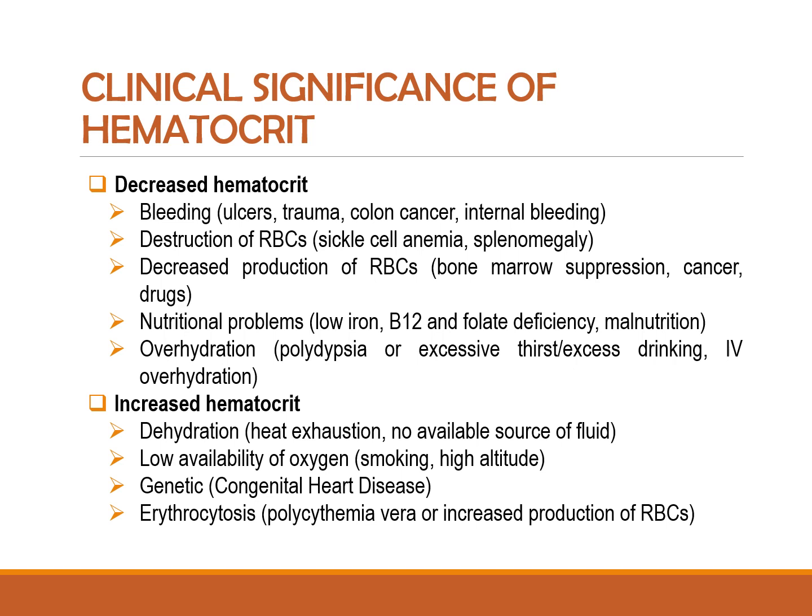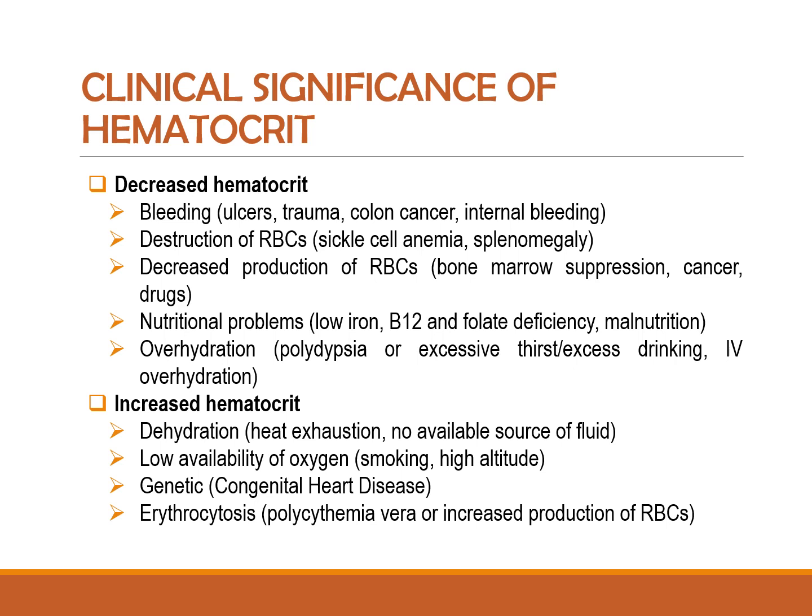It could also be due to destruction of RBCs because of sickle cell anemia or the enlargement of the spleen, or what we call splenomegaly. We also have decreased production of red blood cells due to suppression in the bone marrow, cancer, or certain drugs. We also have nutritional problems due to low iron, B12 and folate deficiency, and malnutrition. We also have overhydration, and that includes polydipsia or excessive thirst or excess drinking, and IV overhydration.